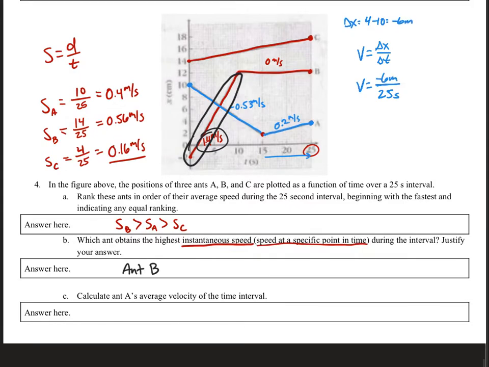So if we put that in the calculator, we get that average velocity is negative 0.24 meters per second. So, on average, ant A was mostly moving to the left. And I can see that there was a longer interval here where it was moving to the left, and there was a shorter interval where it was moving to the right. But overall, it ended up to the left of where it was to start with.